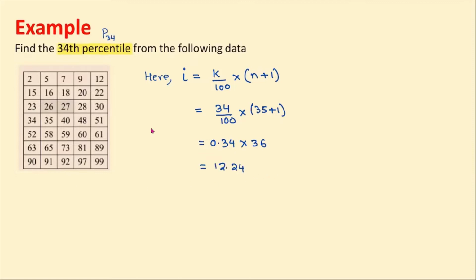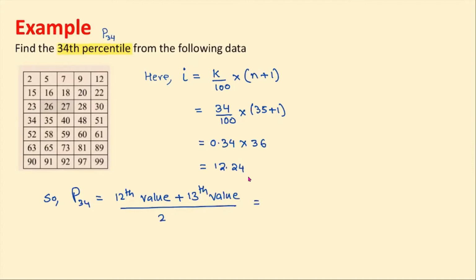That means the 34th percentile is after the 12th item. So if we get a decimal, like this one, 12.24, we have to find the average of the 12th and 13th items. So what I mean by that is P34, or the 34th percentile, is equal to the 12th value plus the 13th value, and divide that by 2.